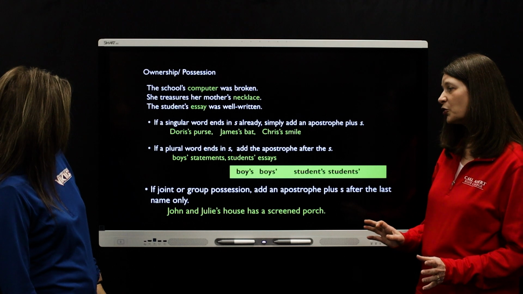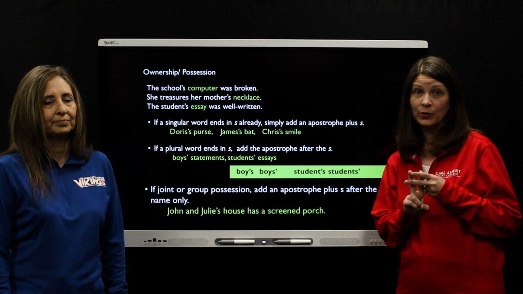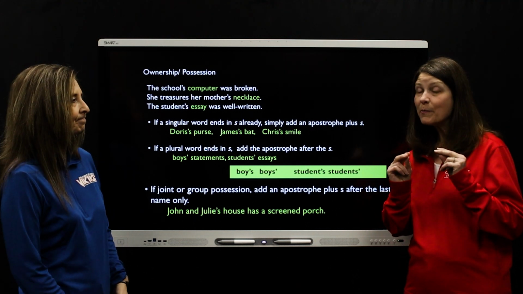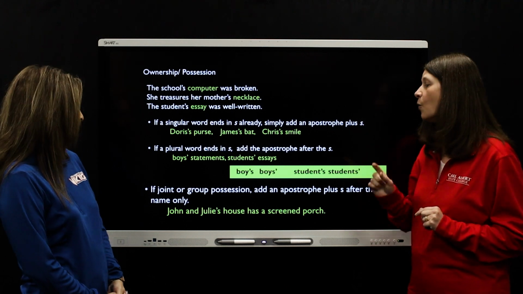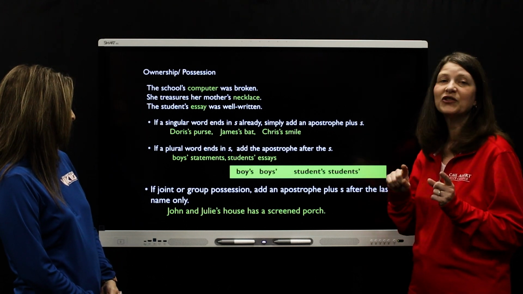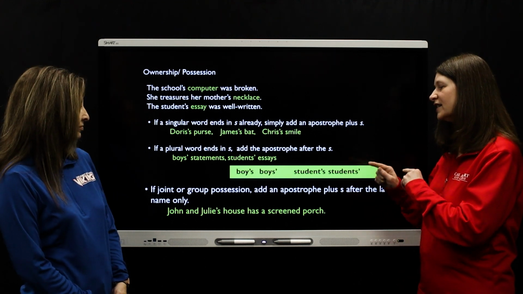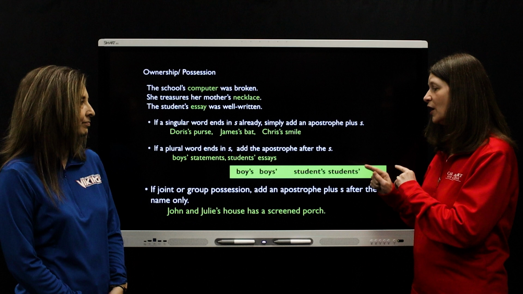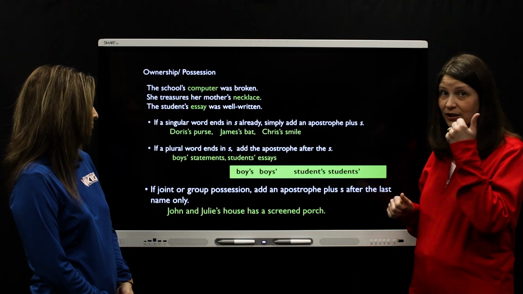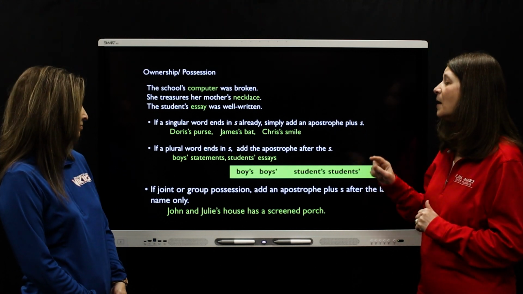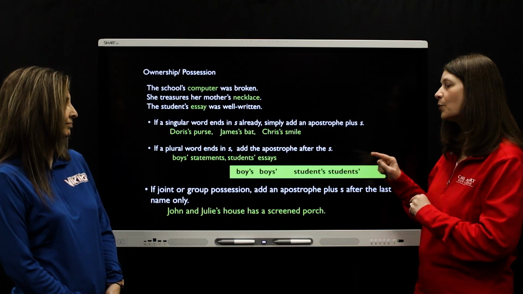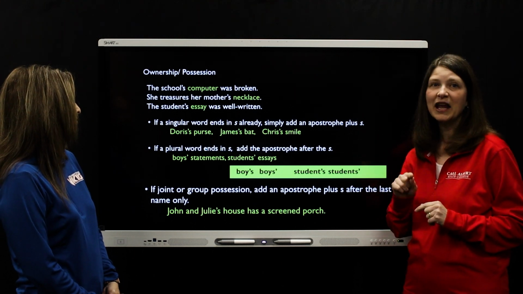Now, sometimes it gets a little tricky because we might have two people owning something. So if two people own the same thing, we're going to put the apostrophe S after the second name only. So we wouldn't say John's and Julie's house has a screened porch. John and Julie own that house, so that's the first test. There is ownership, but they're owning it together. So we're going to put the apostrophe S after the second name only.